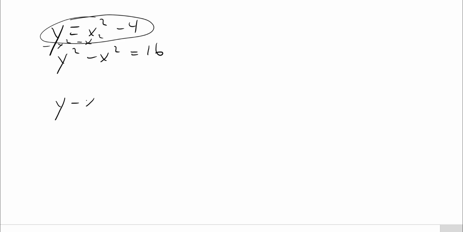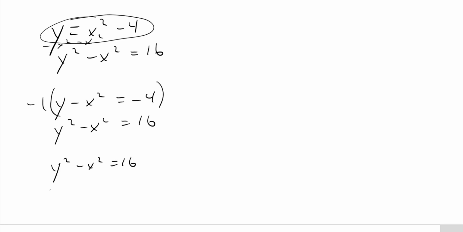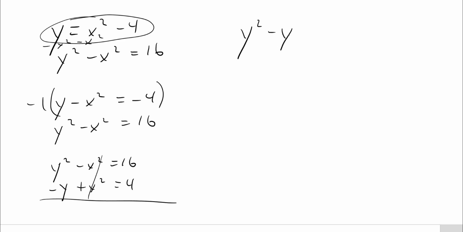So I get y minus x squared equals negative 4, and then I get y squared minus x squared equals 16. Okay, now I can line them up, and you can see that one of them has to be multiplied by a negative 1 in order to get it to be opposite. So let's do that one. I get y squared minus x squared equals 16, and negative y plus x squared equals 4. Now I can draw a line underneath and cancel these out. So I wind up getting y squared minus y. They don't cancel. Y squared and y don't do anything. You just leave them with y squared minus y equals 16 plus 4, which is 20.